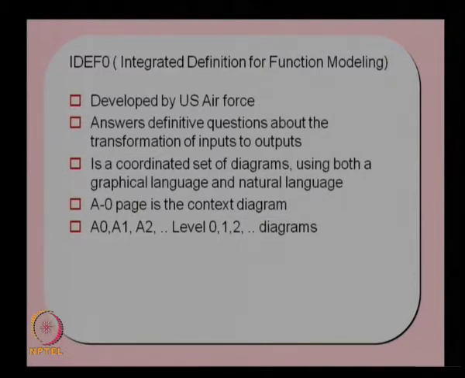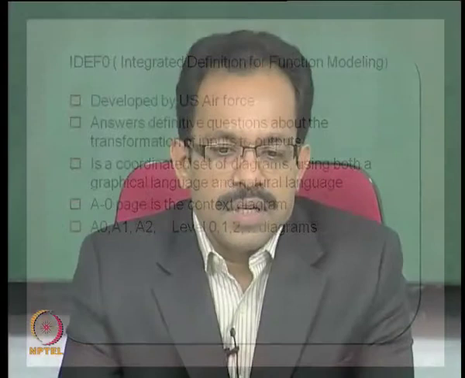So this actually answers definitive questions about the transformation of inputs to outputs. Basically any function can be considered as a relationship between input and output, and therefore this method answers the question about the transformation of inputs to outputs. So what actually happens to the inputs, and what are the transformations the input is going through in order to get the outputs, and this can be clearly answered using the IDEF0 chart.